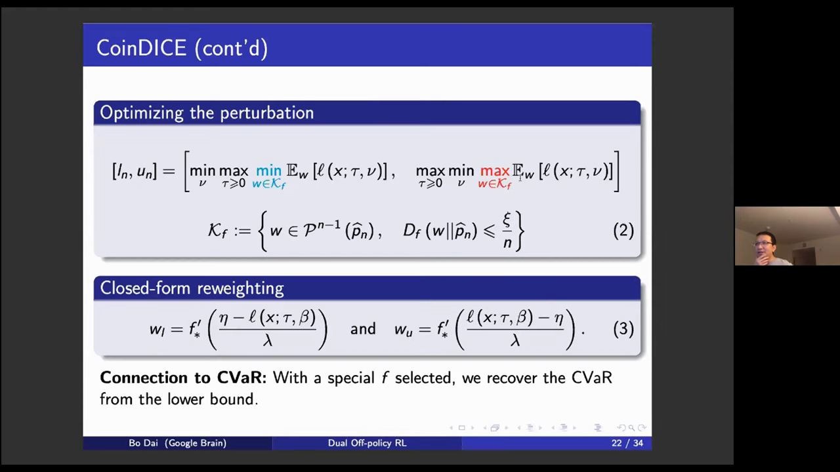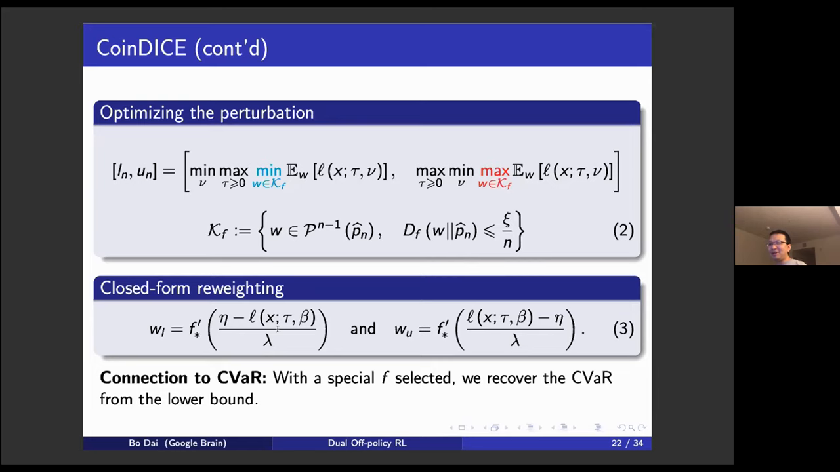After I construct that, I think the optimization may be complicated because I need to solve this min, max, min, and max, min, max, but don't worry. In fact, we have the closed form for this W_L, the optimal solution corresponding to this minimum over W, and W_U, the optimal solution to this maximum over W. And I can plug this back into the optimization, and it still becomes a min, max problem. So, roughly speaking, the computation cost is not far off.